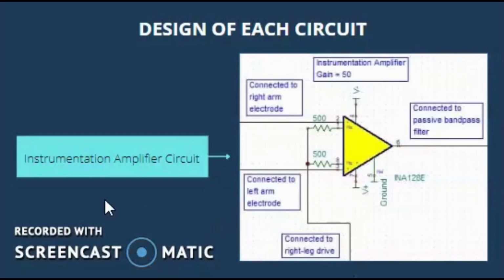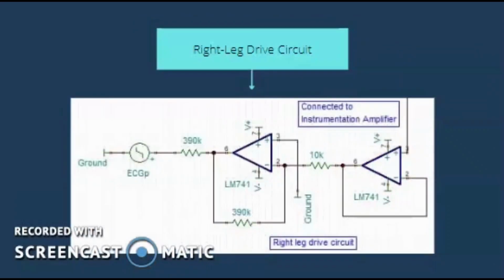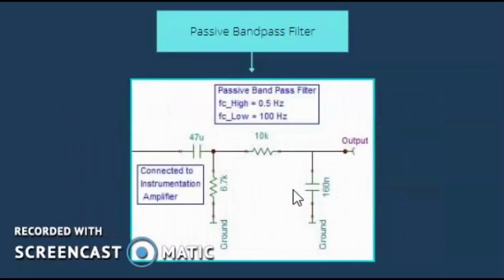Next, the schematic diagram of the circuit. For each circuit, the first one is the instrumentation amplifier circuit. As we can see, it has all connections with the human ECG simulation circuit, which will be shown later on. Next, we have the right leg drive circuit. The schematic diagram was drawn in the software. And the last one is the passive band pass filter. The cut-off frequency is 0.5 Hz for the high pass, and for the low pass it is 100 Hz.